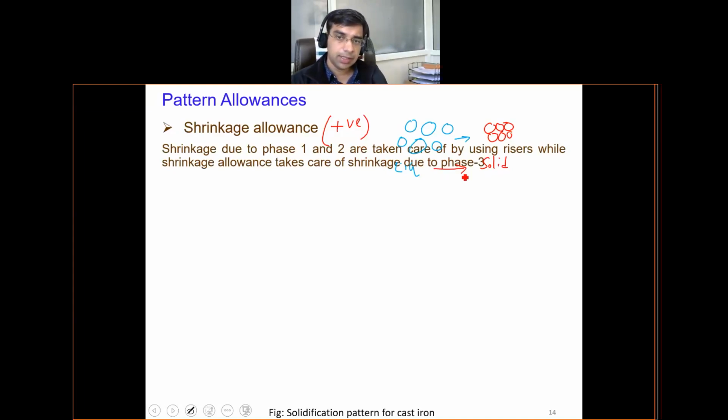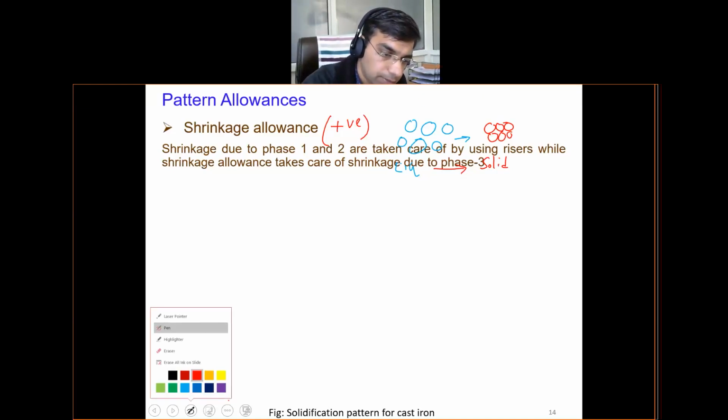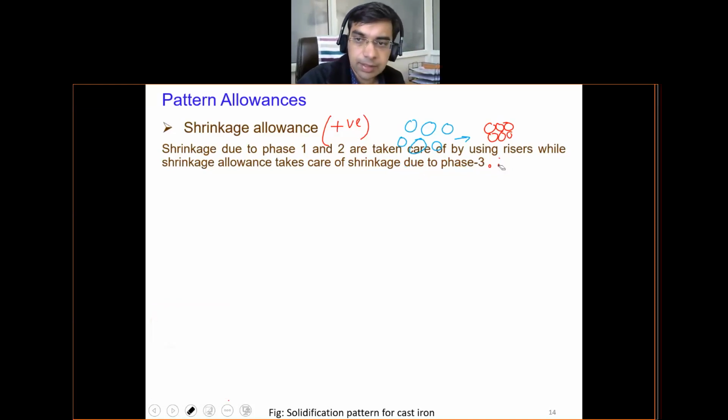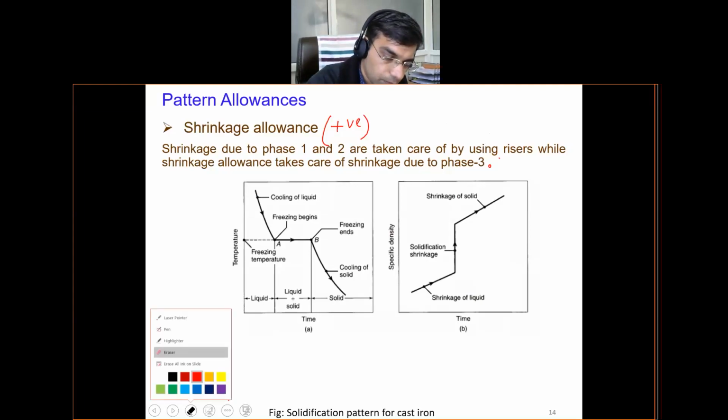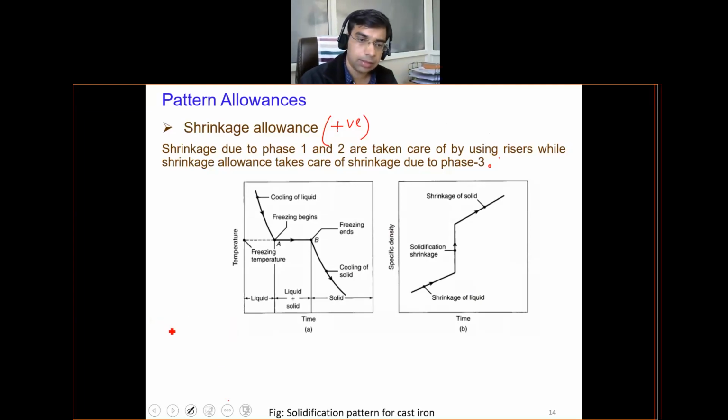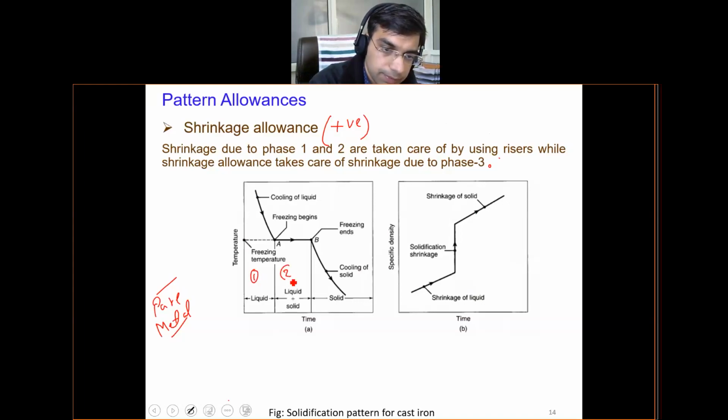In the casting process, there are generally three phases of shrinkage taking place. These three phases of shrinkage are compensated by different aspects. I will just show. If you see this graph, it is basically a solidification pattern for pure metals. Here we are considering cast iron as the example. So there are three phases: this is phase one, this is phase two, and this one is phase three.